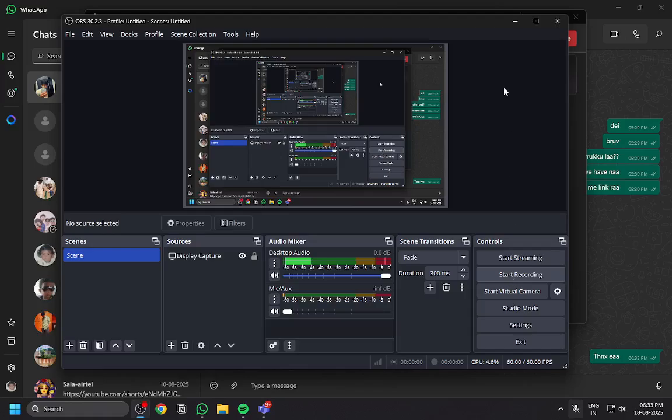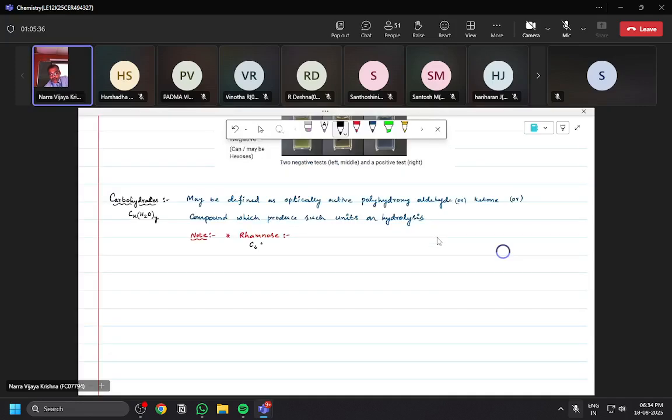A compound by name rhamnose. Formula C6H12O5. Whether it is fitting in the general formula CxH2Oy or not.